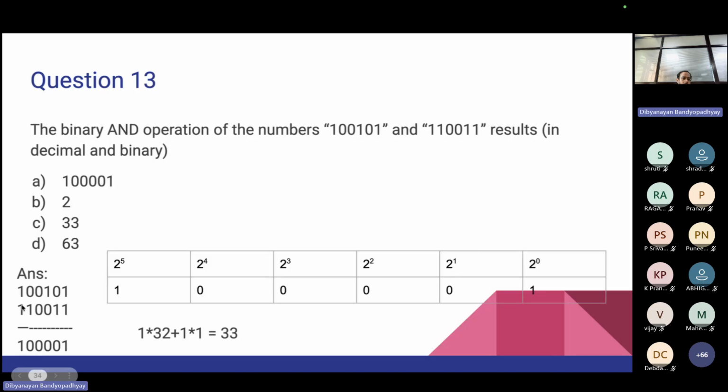0 and 1, this is 0, and 1 and 1, this is 1. So this is how it is calculated. If you are given two binary strings, and the question is to output the AND of those two strings, what will be the output actually?